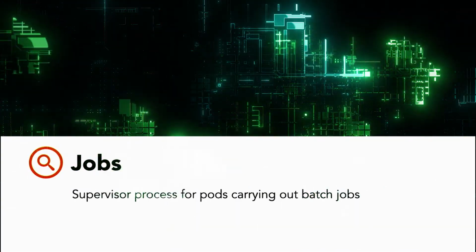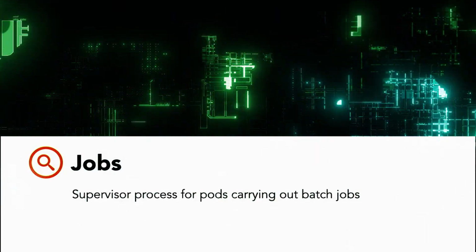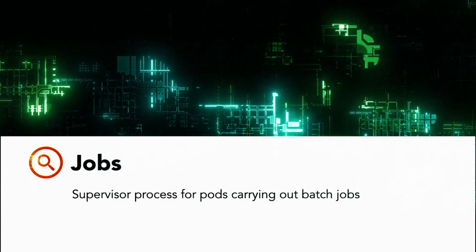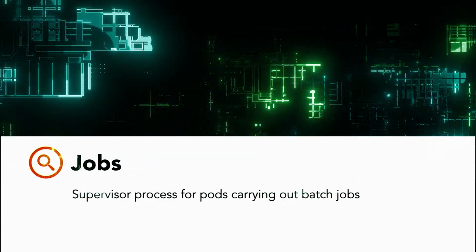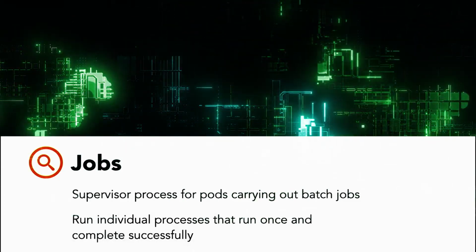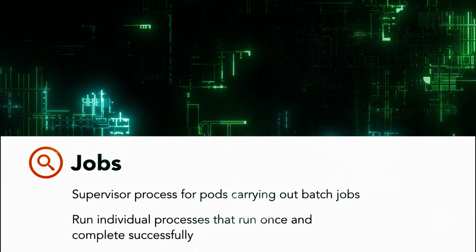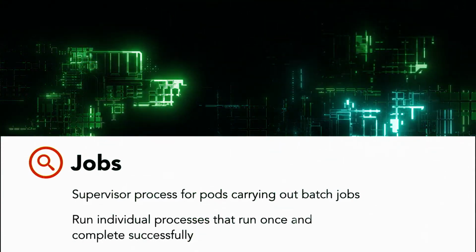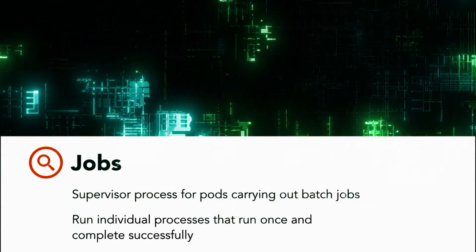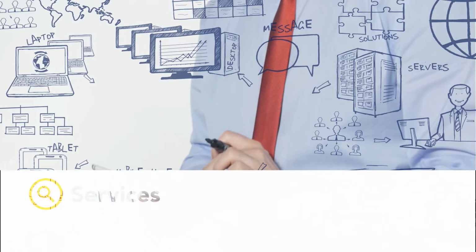A job, as the name suggests, is basically a supervisor process for pods carrying out batch processes to completion. As the pod completes successfully, the job tracks information about the completion state of the pod. Jobs are used to run individual processes that need to run once and complete successfully. Typically, jobs are run as a cron job to run a specific process at a specific time and repeat at another time. You might use a cron job to run a nightly report or database backups, for example.